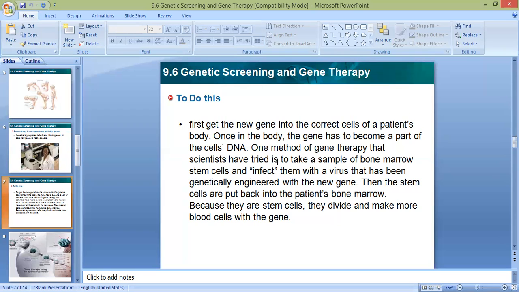The stem cells are cells that differentiate into different types of cells, like red blood cells and white blood cells, and they make more blood cells with the gene. So once again, in gene therapy, they usually take stem cells, which are cells with the ability to differentiate. What does differentiate mean? It means they can divide into different types of cells. The bone marrow has stem cells, and these stem cells can divide into white cells, red blood cells and platelets.